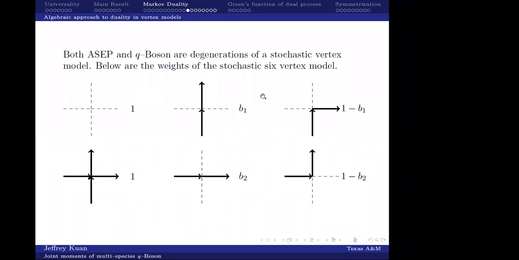So here are the 6 weights of the stochastic 6 vertex model. The number of arrows coming from the southwest directions equals the number of arrows going out from the northeast directions. So these are the 6 weights. And in the stochastic case, these are normalized to be 1. So here, both of these are 1. These two sum to 1, and these two sum to 1.